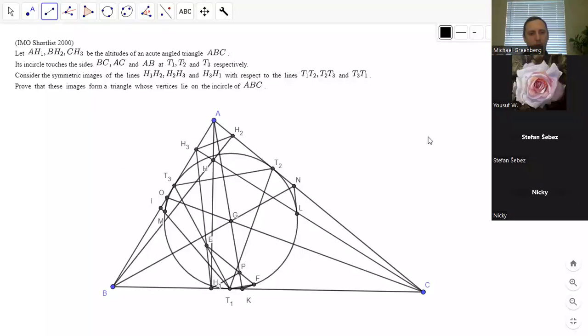We could show that, we're done. So we could hide a lot of the diagram. That's all we have to show. So yeah, if we show that they are collinear, then I think we're done.